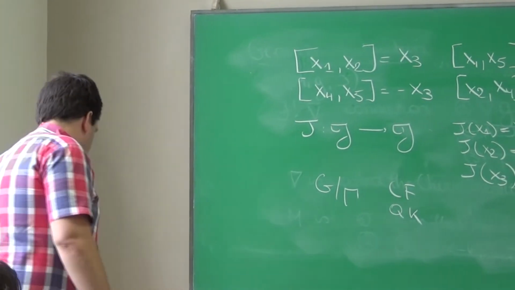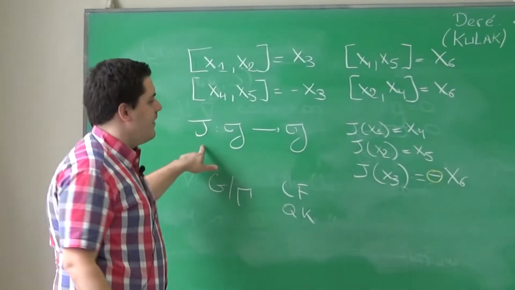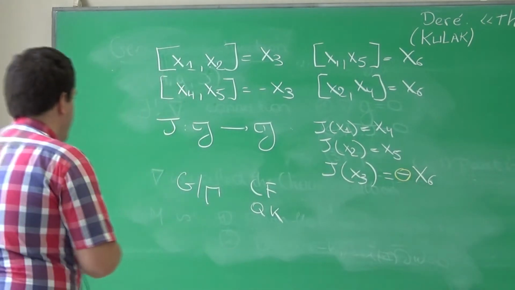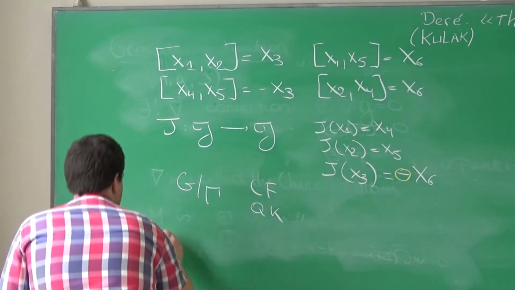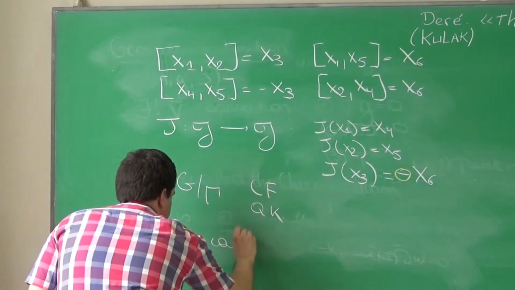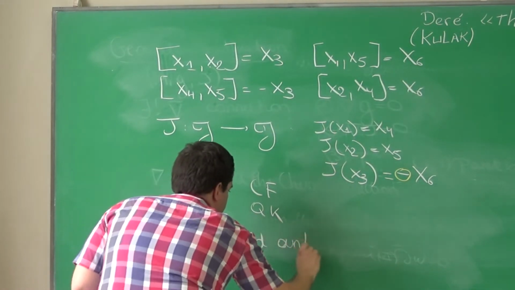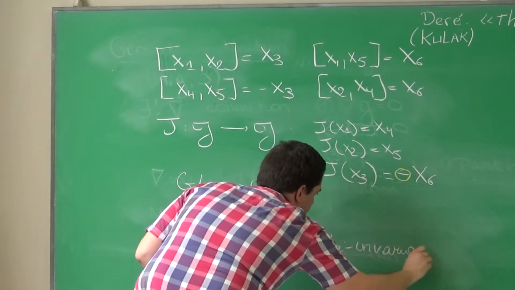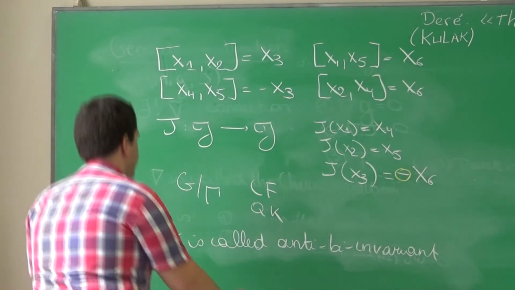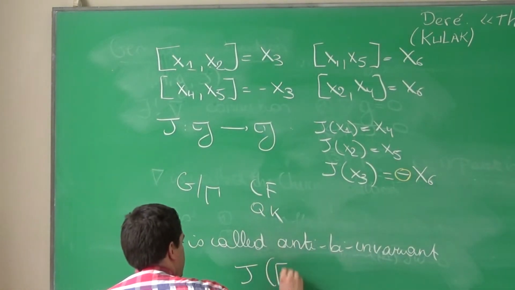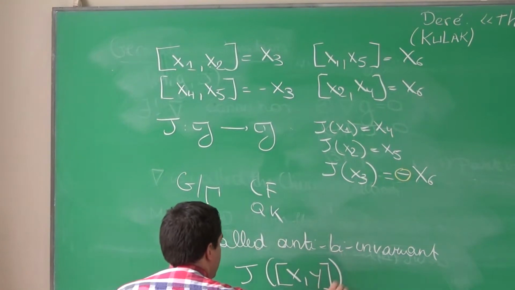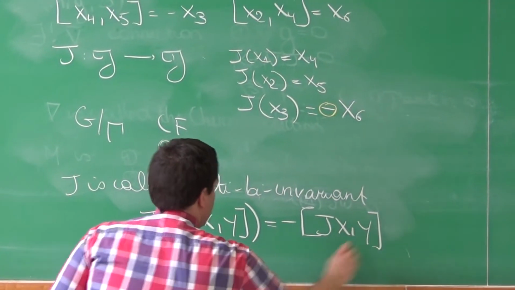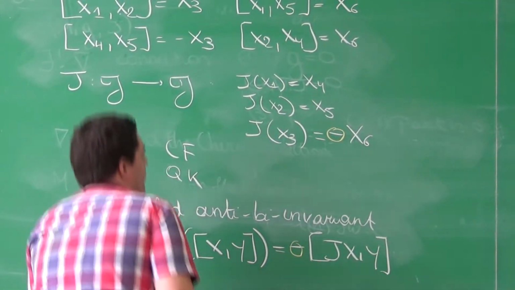So what you see is that this J map is not bi-invariant because I have some minus here, but we call this anti-bi-invariant. Now what does it mean? It means that if you apply J to the Lie bracket of x and y, you will get minus the Lie bracket of Jx and y. So it's the same minus here that appears there.